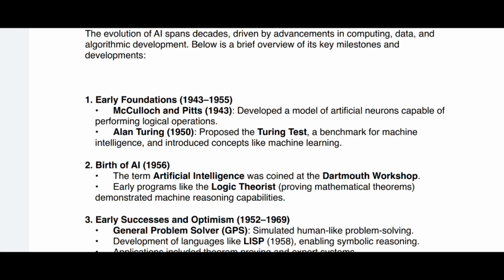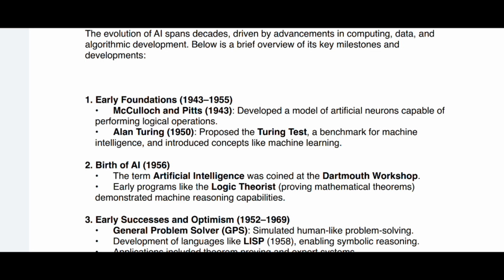Birth of artificial intelligence, 1956. It is very important, guys. This is when artificial intelligence started. In 1956, the term artificial intelligence was coined at the Dartmouth workshop. Early programs like Logic Theorist, proving mathematical theorems, demonstrated machine reasoning capabilities.